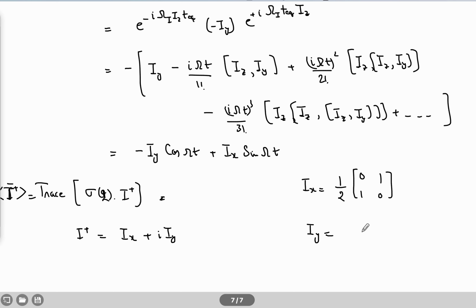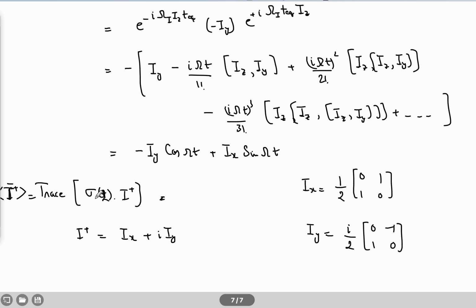Similarly, Iy is nothing but i by 2, 0, minus 1, 1, 0. So once you plug in these numbers, you can easily calculate the matrix multiplication. I will not do this matrix multiplication for you because this is too simple. It's a 2 by 2 matrix, you should be able to do that.